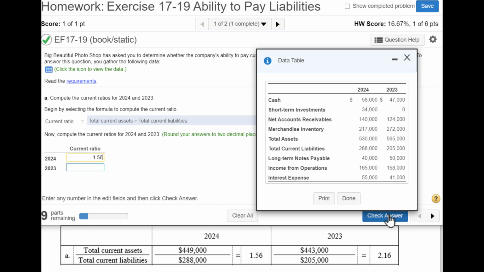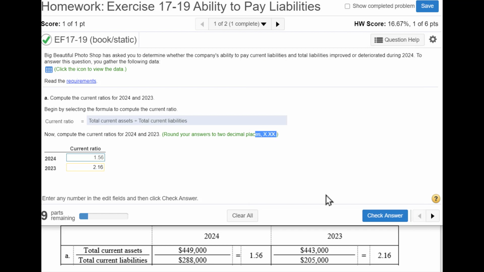1.56. And then we need to do 2023, so we're going to take 47,000 plus 0 plus 124,000 plus 272,000. Divide by 205,000, we get 2.16. And again, we're rounding to 2 decimal places.